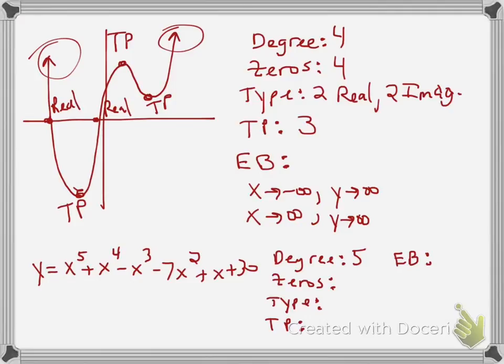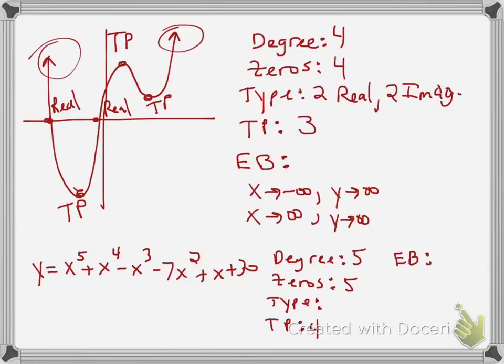If I have a picture, identify turning points. Turning points is going to help you identify degree. Well, this one, you have the degree. Identify that first, which means I have 5 zeros, which means I have 4 turning points.